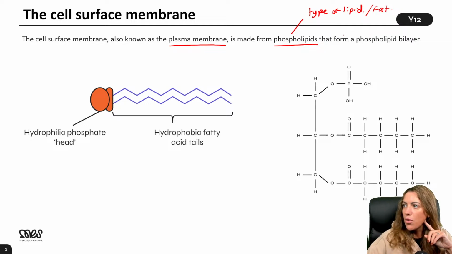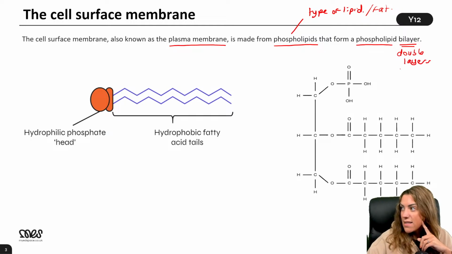Okay, so it's made out of phospholipids and it forms a phospholipid bilayer. Does anyone know what a bilayer is? If you break the word down, bilayer, what does that mean? That prefix bi. Double layer, yeah, exactly. A double layer or two layers. Yeah, two layers.